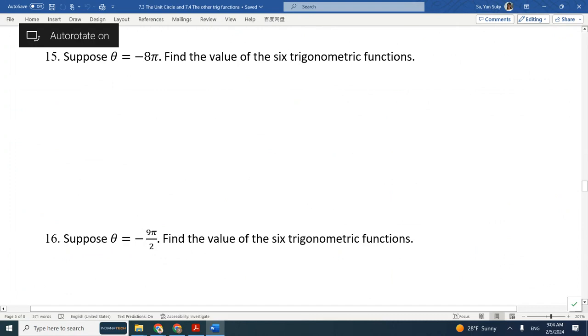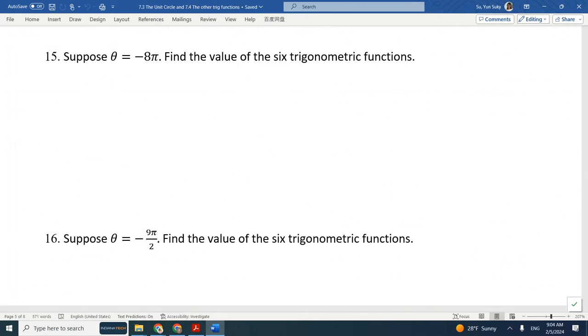So suppose theta equals negative 8 pi. Find the value of the 6 trig functions. So we have the quadrants, the xy plane, like that. And we know the angles start with the positive x-axis. Right? This is 0, and then this is pi over 2. This is pi. This is 3 pi over 2, right? So this is 0 to 2 pi.